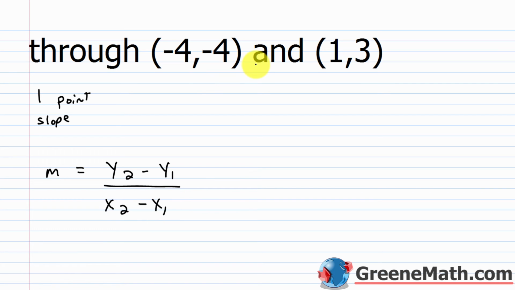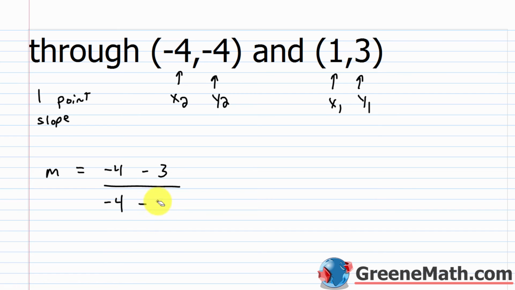And then go back through, again, any one can be x sub 2, and this could be y sub 2, and then this is going to be x sub 1, and this will be y sub 1. And we just plug in. So y sub 2 is negative 4, and y sub 1 is 3. X sub 2 is negative 4 also, and then x sub 1 is 1. So negative 4 minus 3 is negative 7. Negative 4 minus 1 is negative 5. So negative 7 over negative 5 is 7/5. So I have my slope now. So m is 7/5.